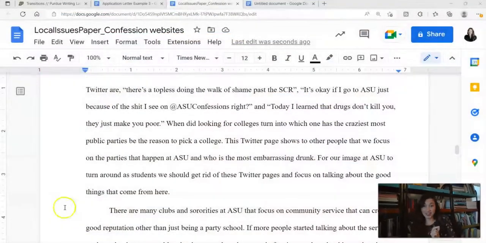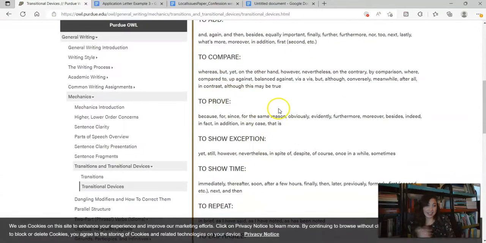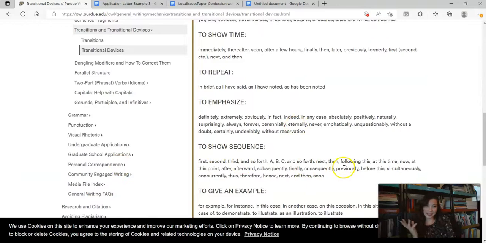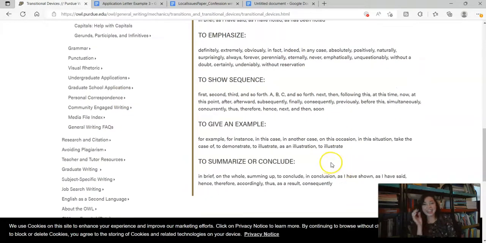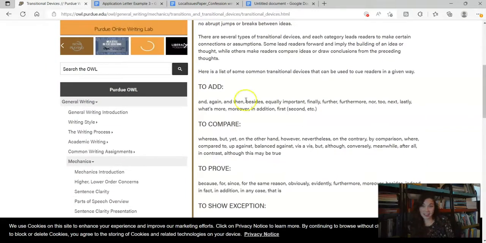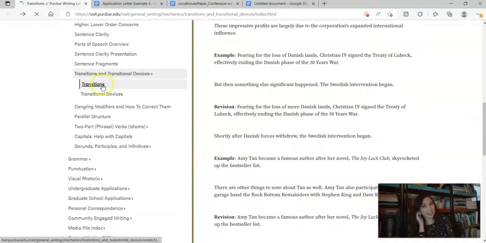So these are not your mama's transitions. If you're thinking about a list of transitional phrases and transitional devices, those are not the same thing. So I'm going to go to my Purdue Online Writing Lab and I'll show you really quick these transitional devices. This is the list. This is the first, second, third, in conclusion, to sum up, for example, all those things. That's not what I mean when I talk about transitions. That's not what I'm referring to. These are third grade transitions. These are not going to cut it as you try to have more professional and more sophisticated writing.